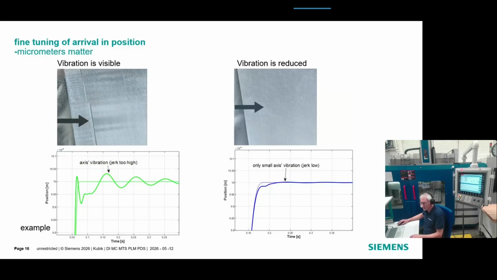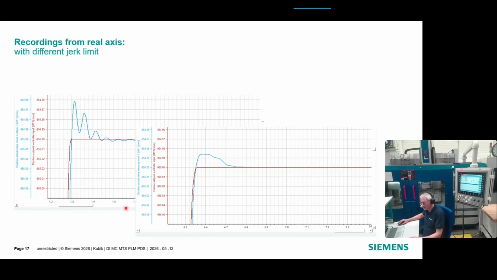So what I want to say is it's really about micrometers, and especially CNC machines and maybe especially milling machines really need high accuracy. So we are talking about some micrometers of overshoot, and it shouldn't be too slow. So that's our challenge. On the real axis, it looks like that. You can have vibration, or you can make it better.